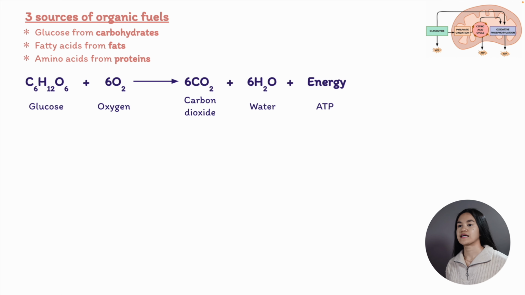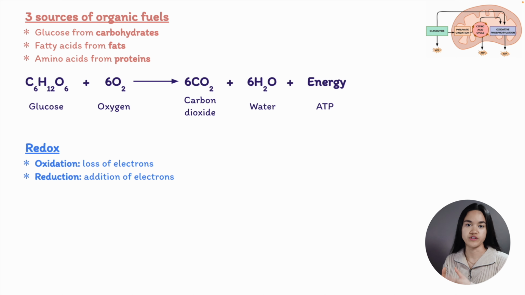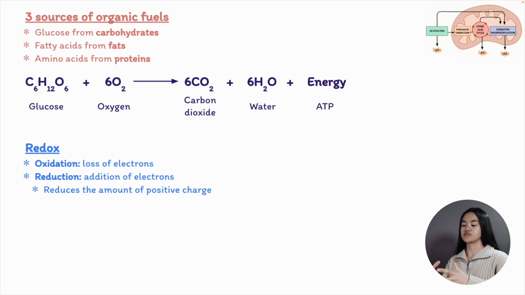Now, to truly understand how glucose and other organic fuels yield energy, we need to look at the transfer of electrons during chemical reactions. You will see how the transfer of electrons plays out. It's incredible. These electron transfers are called oxidation-reduction reactions, or simply redox reactions. The loss of electrons from one substance is called oxidation, and the addition of electrons to another substance is called reduction. The reason why it's called reduction is because we're adding negatively charged electrons to an atom, and as a result, this reduces the amount of positive charge on that atom.